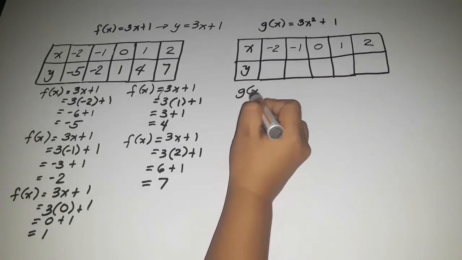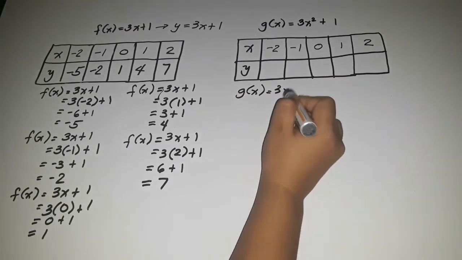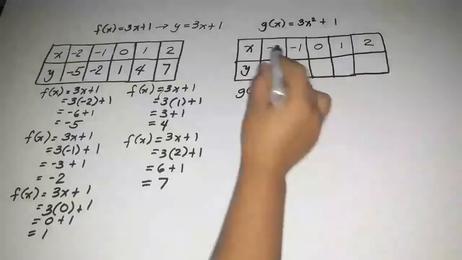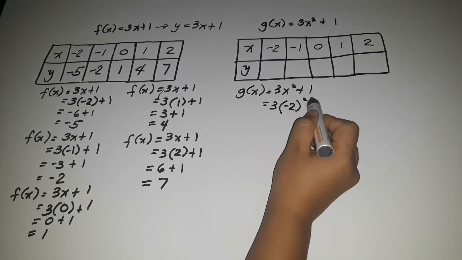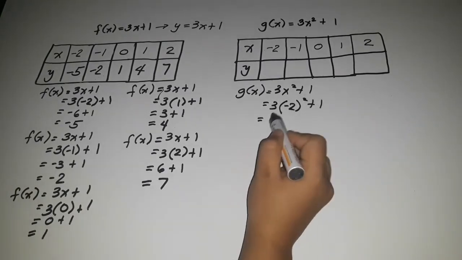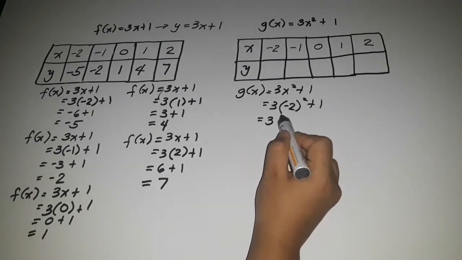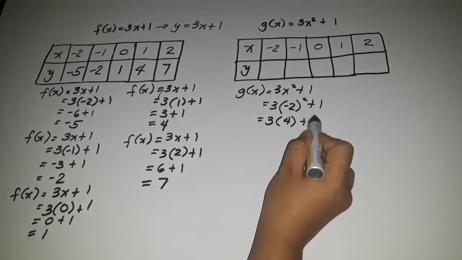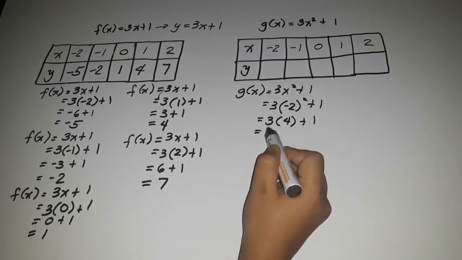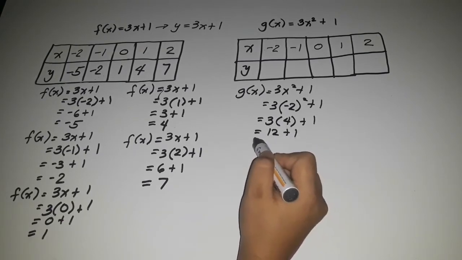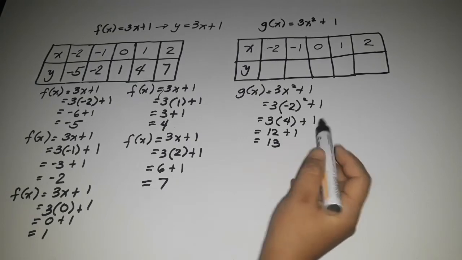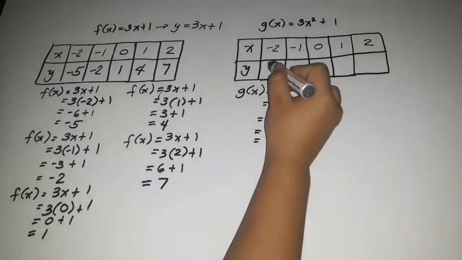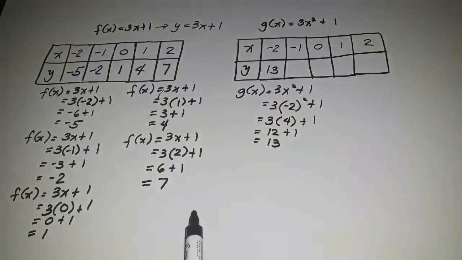We have g of x equals 3x squared plus 1. 3 times our x is negative 2 squared plus 1 equals 3 times, ang square ng negative 2 is positive 4 plus 1. 3 times 4 is 12 plus 1 equals 13. Therefore, the value of y or g of x is positive 13.